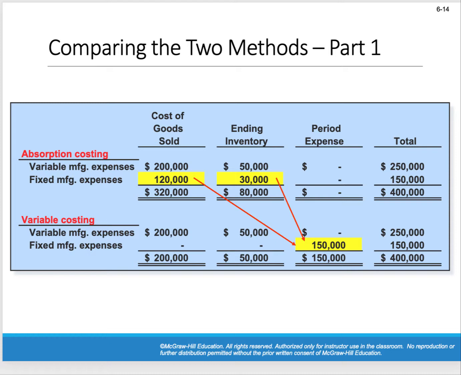Okay, so this slide gives us a visual representation of what happens to fixed manufacturing overhead costs under the absorption method. We recognize the amount that we sell in that period. The fixed manufacturing overhead that we do not sell does not get recognized as an expense. It sits on the balance sheet in our ending inventory account until we sell that product. Then we recognize the expense. Variable costing says we don't care when we sell the product. It's a fixed manufacturing overhead, so because we're doing variable costing, it gets treated as a period expense or a period cost, okay?